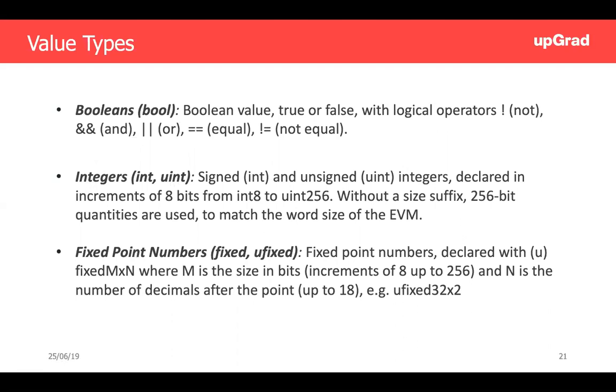Fixed point numbers means there is a fixed number of bits after the decimal, right? So a 2.5 is a fixed point number. So these are decimal numbers with fixed bits after the decimal point.